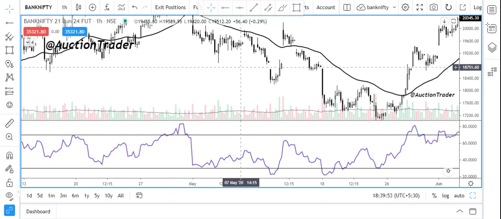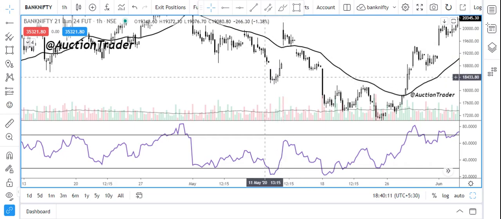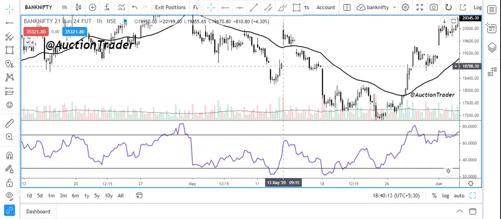Firstly, what we have to see, so this is basically a long only strategy. We will buy Bank Nifty. There are many ways to buy Bank Nifty. We can short put options, we can buy ETFs, we can buy call options, we can buy futures, or we can create call or put spreads. So this particular strategy is just for long entries, not for short entries.